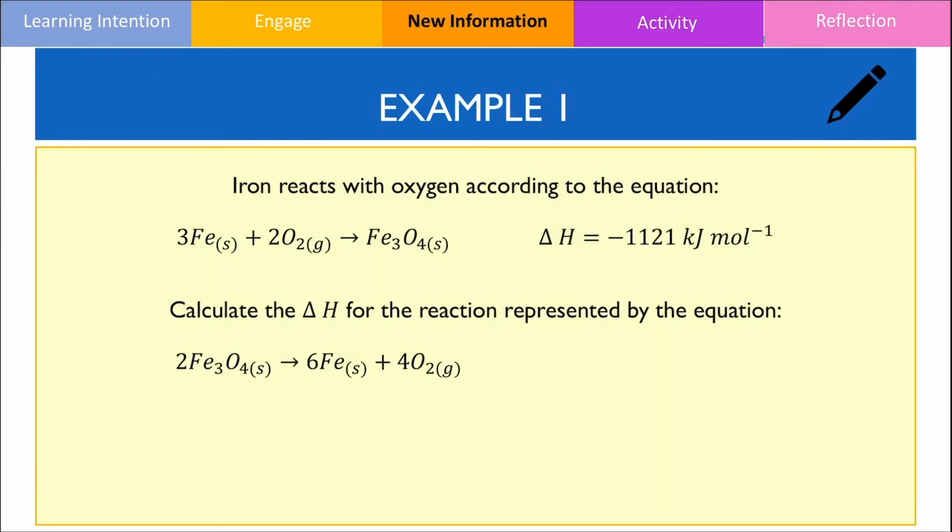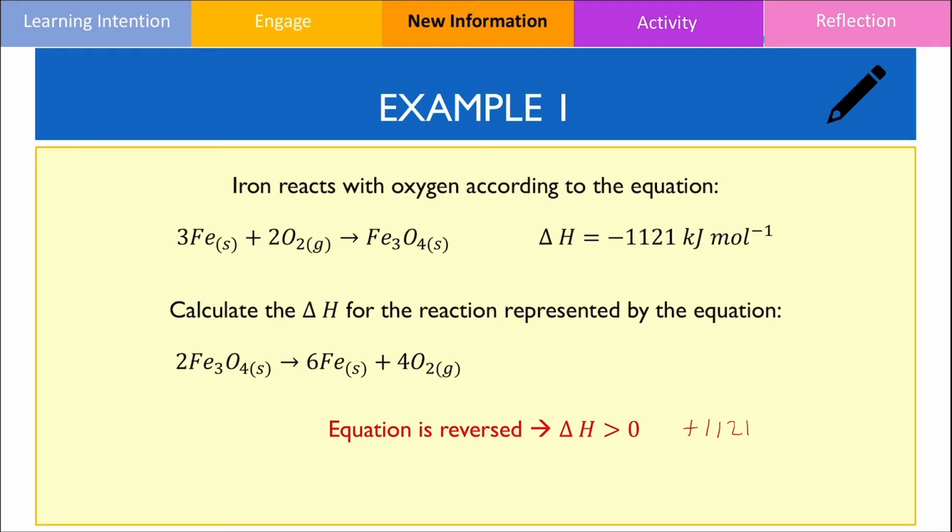In this example, it gives us the thermochemical equation when iron reacts with oxygen, which is an exothermic process. The question ultimately wants us to find the delta H value for the following reaction. If we examine the thermochemical equation carefully, you should be able to pick up that there are 2 modifications made. Firstly, this reaction has been reversed, hence we need to flip the delta H value. As a result, the delta H value of this reverse reaction should be equal to positive 1121 kilojoules per mole.